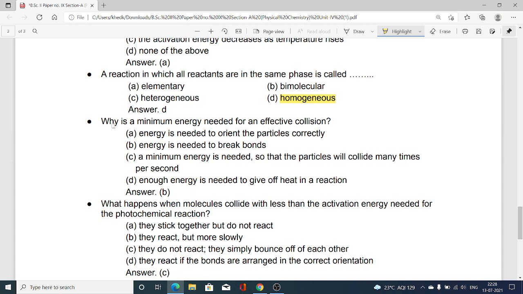Next MCQ. Why is a minimum energy needed for an effective collision? Option A, energy is needed to orient the particles correctly. B, energy is needed to break bonds. C, a minimum energy is needed so that the particles will collide many times per second. D, enough energy is needed to give off heat in a reaction. Option B is correct one. That is, the energy is needed to break bonds.